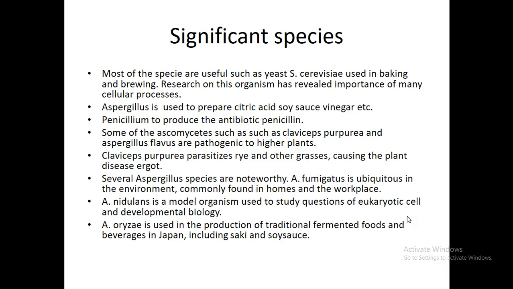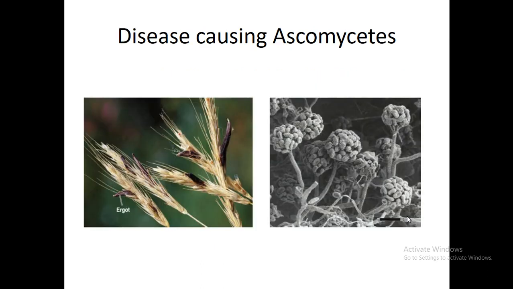Aspergillus species of this class are used to prepare citric acid, soy sauce, vinegar, and Penicillium to produce the antibiotic penicillin. Some of the ascomycetes, such as Claviceps purpurea and Aspergillus flavus, are pathogenic to higher plants. Claviceps purpurea in particular parasitizes rye and other grasses, causing the plant a disease known as ergot. It can be seen here like this.